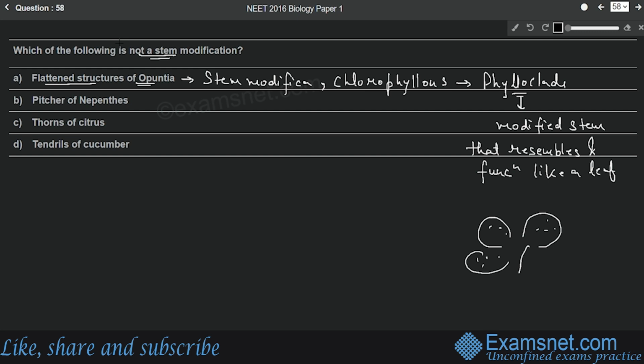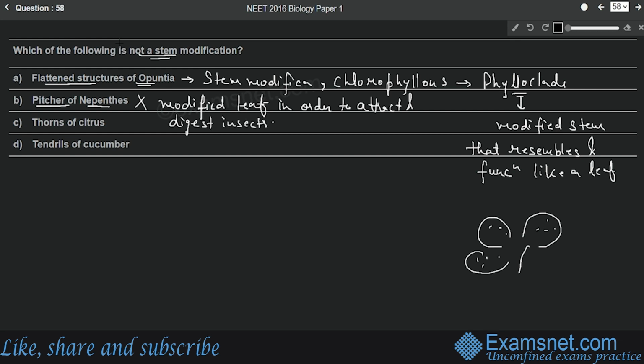Okay. Now, the second option is picture of Nepenthes. Now, this is not a modified stem. It is instead a modified leaf. We know that this is an insectivorous plant. So, the leaf is modified in order to attract and digest the insects.